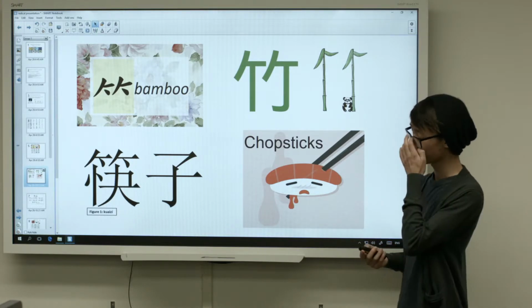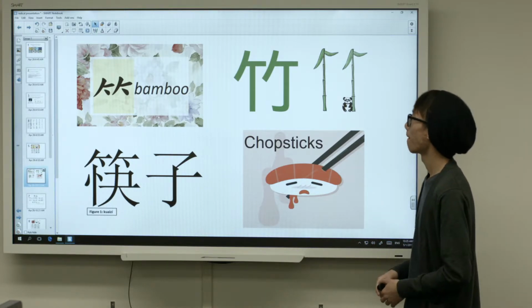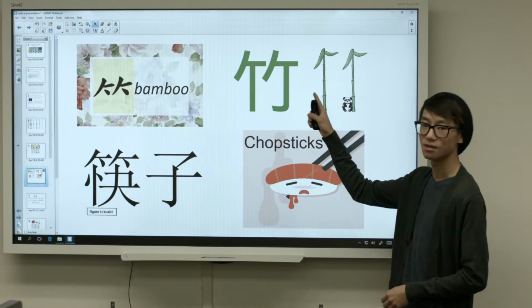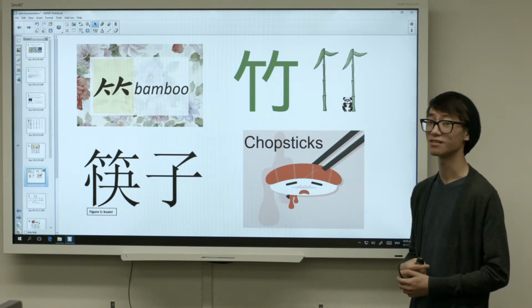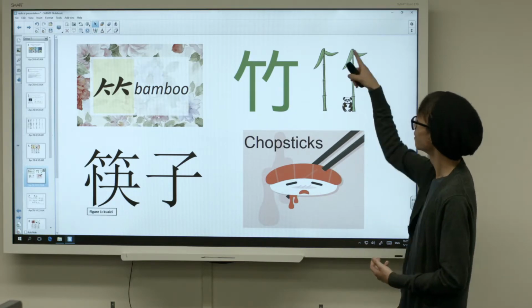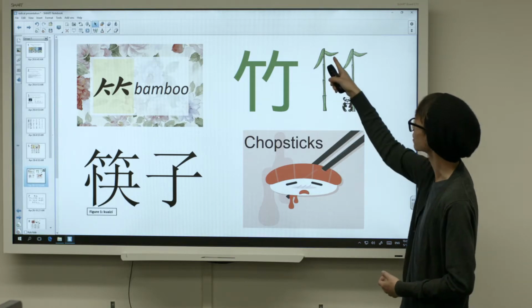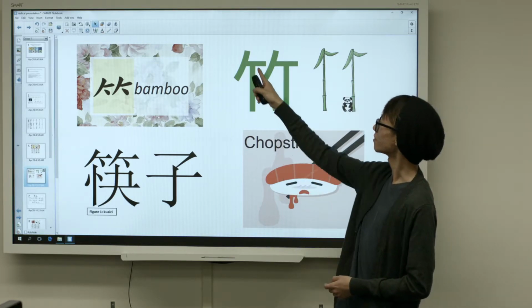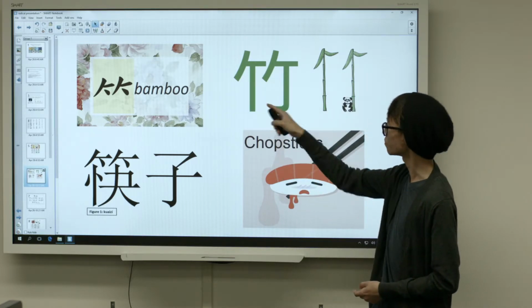Take a look at this character. Bamboo. Now look at these. Can you guess how it got developed? Yeah. Look at the leaves. And now look at the shoot. Now look at the character. The leaves and the shoot.